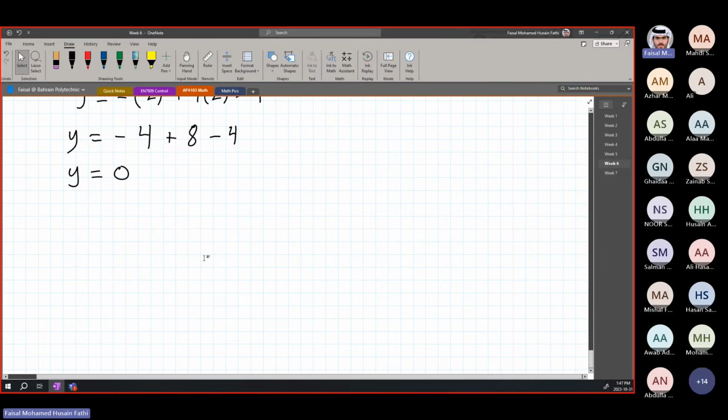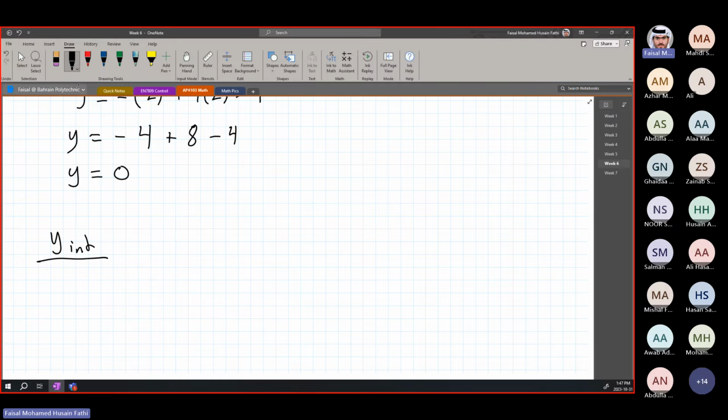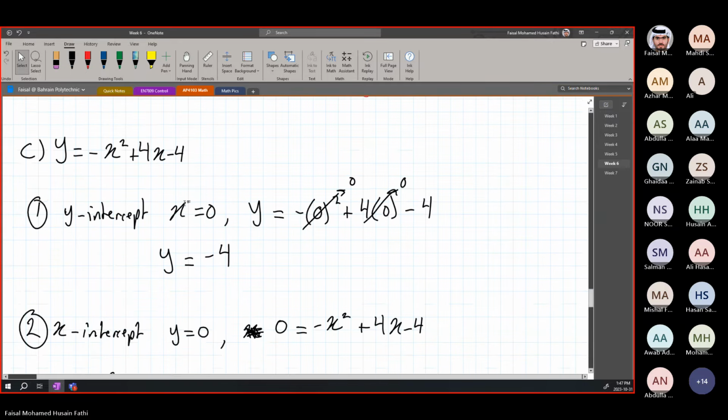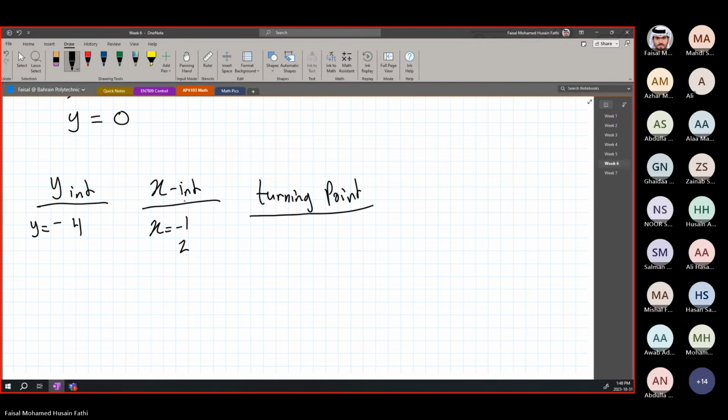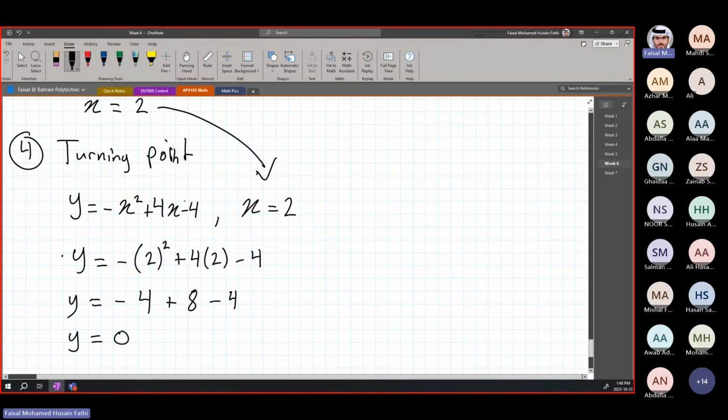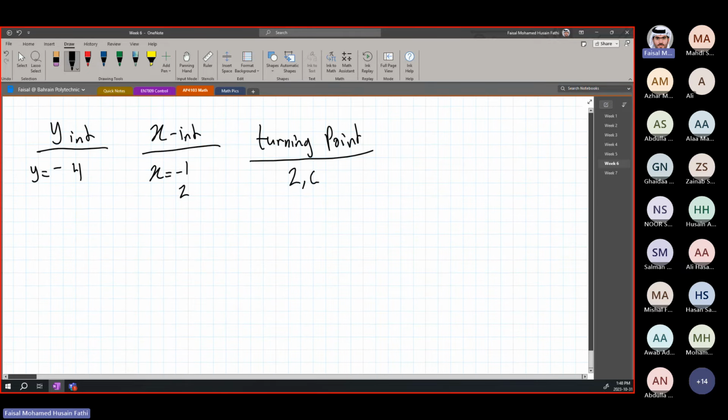Now, when we want to go to graphing, the y-intercept was equal to minus 4, I think. Right? Minus 4, y equal to minus 4, and then the x-intercepts, which are x equal to minus 1 and x is equal to 2, and then the turning point, where our x value is 2, our y value is 0, so it is (2, 0).